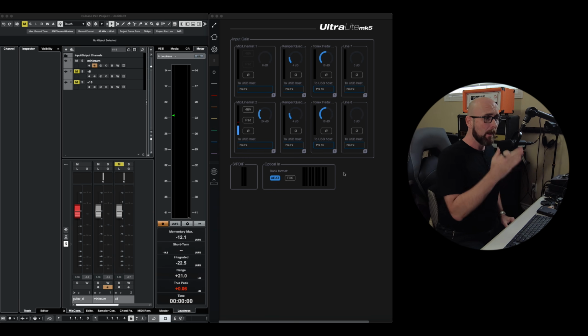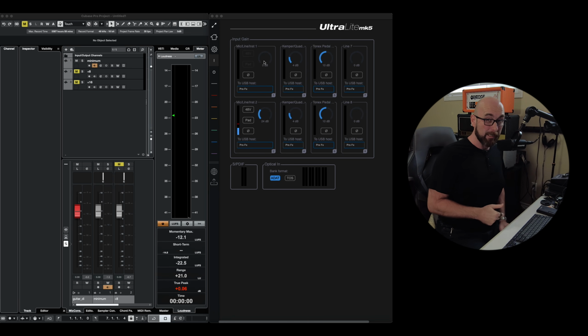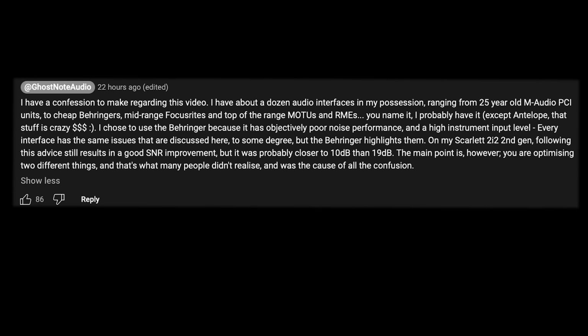Now, the problem is something like my Ultralight Mark V here, when you measure this instrument input, it actually has a maximum input level of 19 dBu, meaning there's a lot more headroom. So the YouTuber who made the video yesterday was using a very inexpensive, cheap, kind of poorly spec'd out Behringer converter. And the interesting thing is, in his own comment section, he kind of comes clean, which is one thing that I would have hoped he would have said in the video so more people heard it.